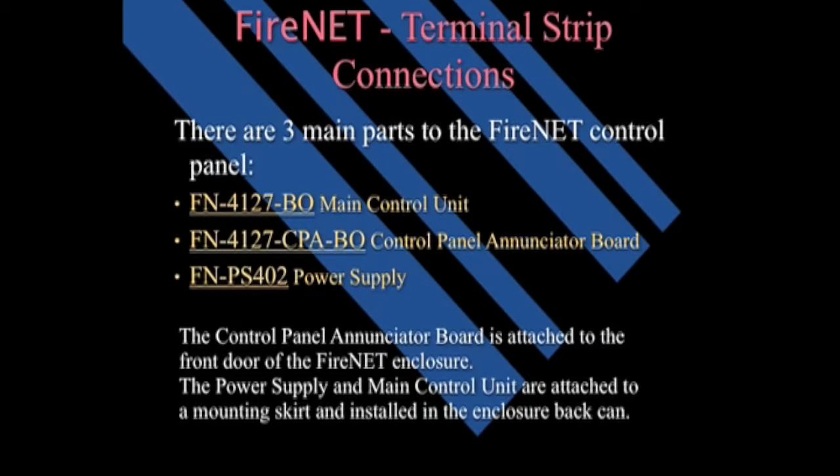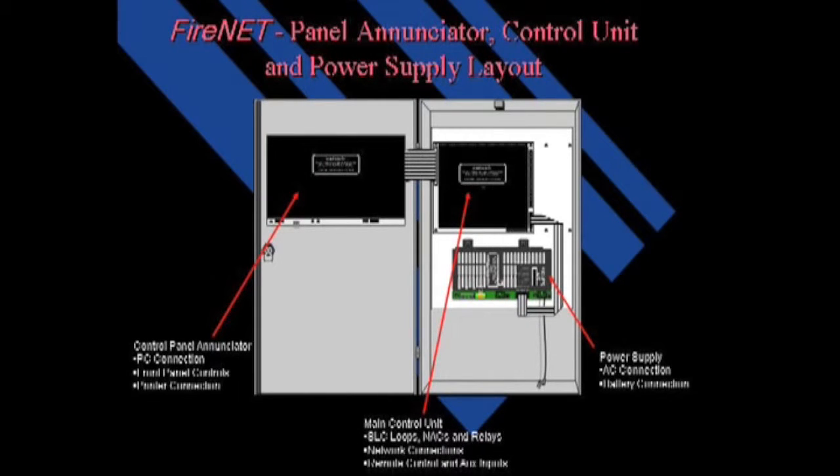The control panel annunciator board is attached to the front door of the FireNET enclosure. The power supply and the main control unit are attached to a mounting skirt and installed in the enclosure backhand. On the control panel annunciator is the PC connection, the printer connection, the panel controls. It's where the microprocessor and the RAM are stored. All of the intelligence is on the control panel annunciator.